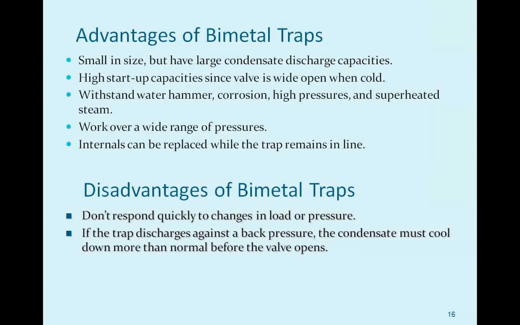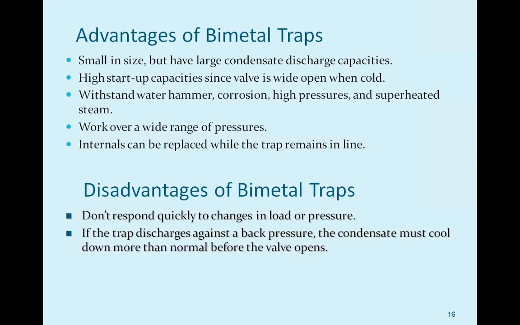Advantages of a bimetal: small in size when you compare them to a bucket or an F&T, but large condensate discharge capacities. High startup capacities since the valve goes wide open when it's cold, again because that bimetal is temperature sensitive. Withstand water hammer, corrosion, and high pressures. Most of the internals will be some form of stainless steel to avoid corrosion, but not everybody's is, so that's another key thing to look for if you're looking at a bimetal trap. Work over a wide range of pressures. Internals can typically be replaced with the traps in line.